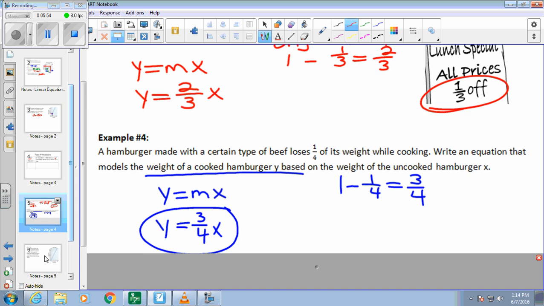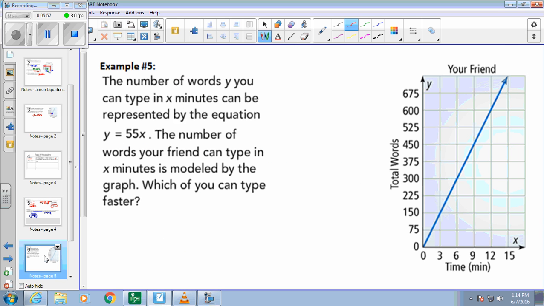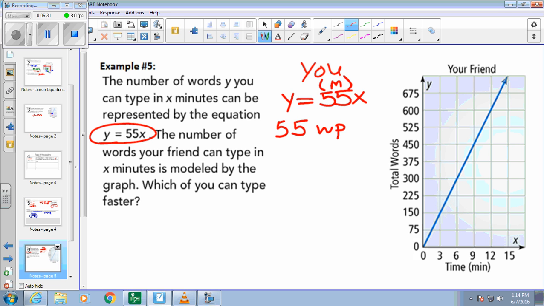Let's see, next. Example number 5 says the number of words you can type in x minutes can be represented by the equation y equals 55x. The number of words your friend can type in x minutes is modeled by the graph. Which of you can type faster? Well, from the equation, they're saying in y equals 55x, that represents you. You can type y equals 55x, meaning m was your constant of proportionality, so that means that you can type 55 words per minute. I'm going to use WPM for words per minute.